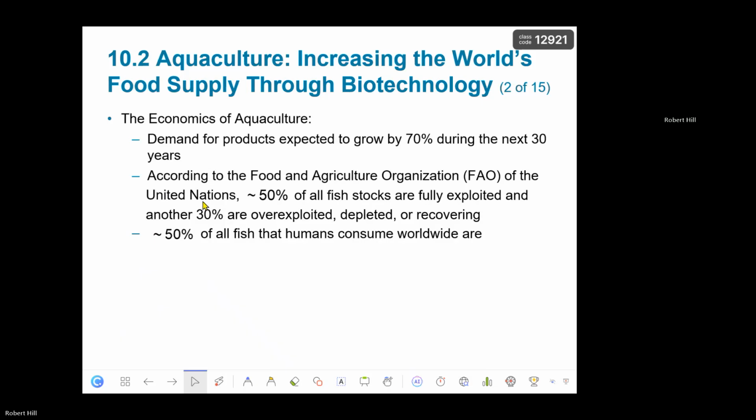These industries are expanding rapidly as we try to meet global food demands, and it relieves pressure on wild fish stocks. All right, so understand the economics of aquaculture are important, right? According to the Food and Agriculture Organization, the demand for aquatic products is expected to rise by 70% over the next few decades. But nearly all fish stocks are already fully exploited, and around 30% are overexploited or recovering. So more than half of the fish consumed globally today now comes from aquaculture. This industry really is no longer supplemental. It's completely essential.